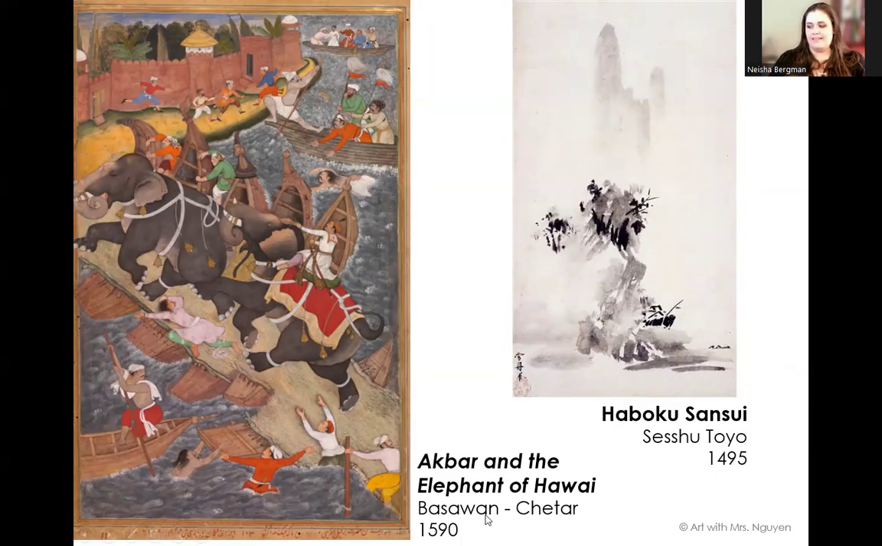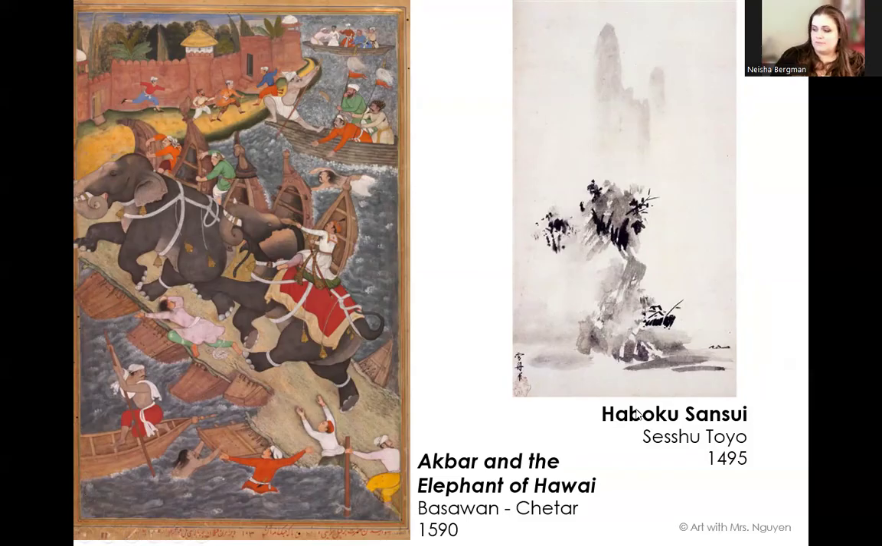So Akbar and the Elephant of Hawaii, 1590, same time frame as this one. Look at how differently they handle space. You can tell what's close, you can tell what's far away. I'm not sure that elephants really walk at that angle, easily anyways. But it's handled so completely different.